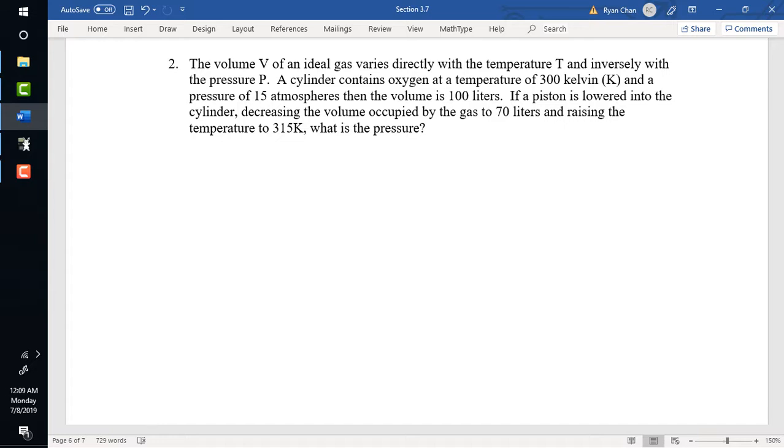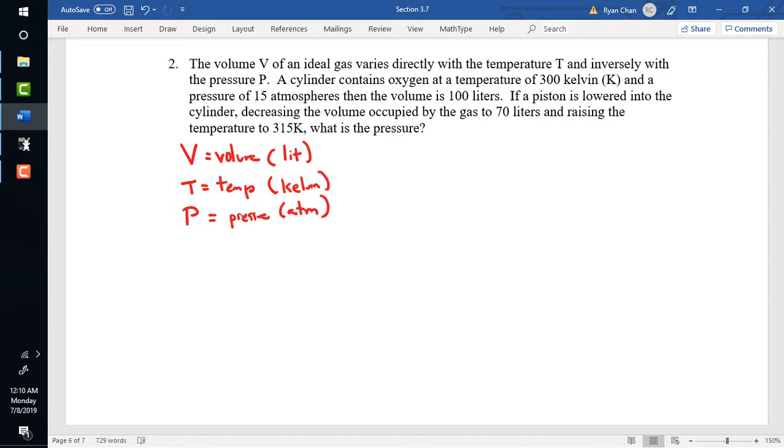So before I start, I want to once again write my letters. I have V, this is volume, in terms of liters. I have T, which is temperature, and that is in terms of Kelvin. And then P is pressure, and it is measured in atmospheres, or ATM.